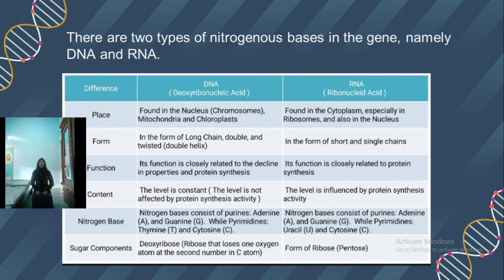And the last is the sugar component. DNA has deoxyribose, ribose that loses one oxygen atom at the second number carbon atom. And then RNA has the form of ribose pentose.